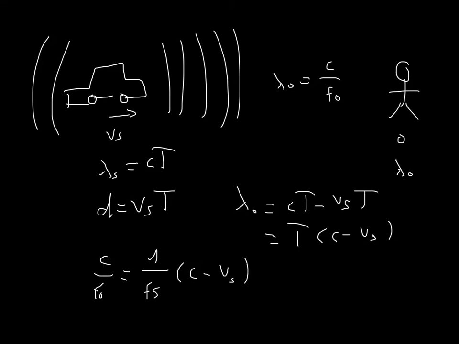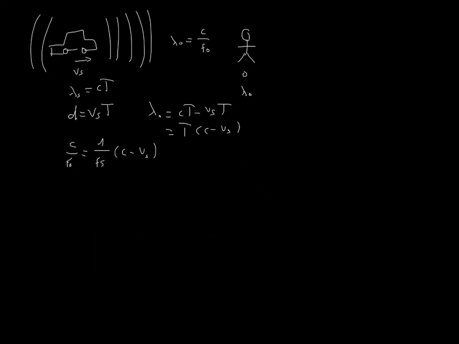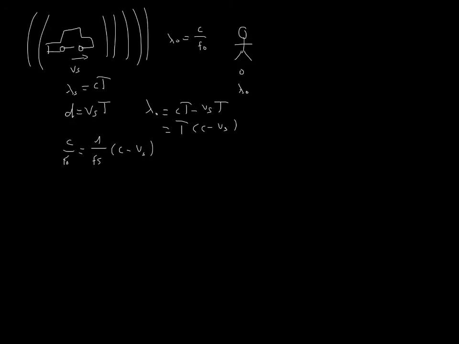Great. And now what we need to do is to turn this around. So let me zoom out a little bit. And now I'm just going to turn this around. So I'm going to flip this 2 and flip this 2. So I've got that the frequency measured by the observer over c equals the frequency measured by the source over c minus velocity of the source.